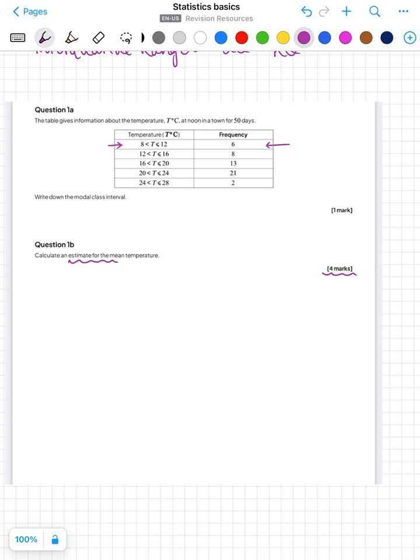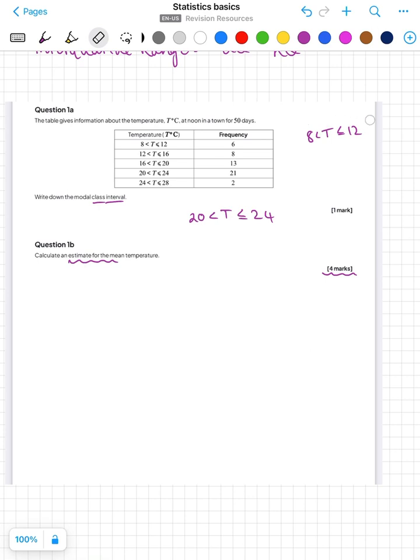Frequency is how often or how many. What this means is 6 days had a temperature of greater than 8 degrees, but less than or equal to 12 degrees. What's the modal? Modal meaning most common. 21 days had a temperature of 20 to 24. The interval, class interval, is actually the group. We want to write the group, not the number 21. Because 21 is just how many days, that is not the modal temperature.